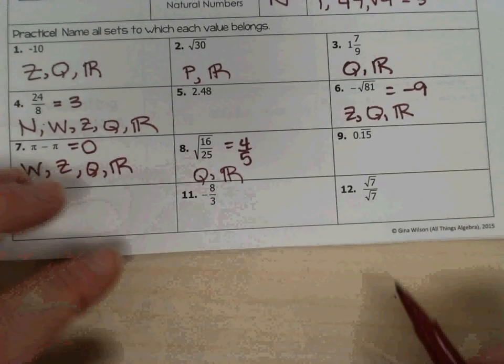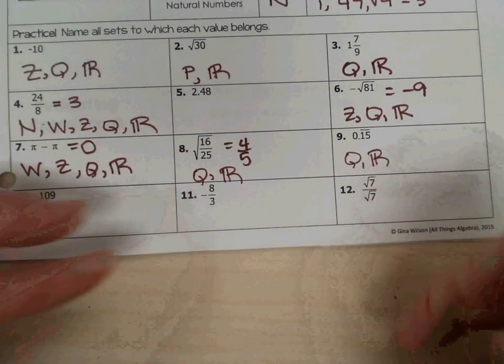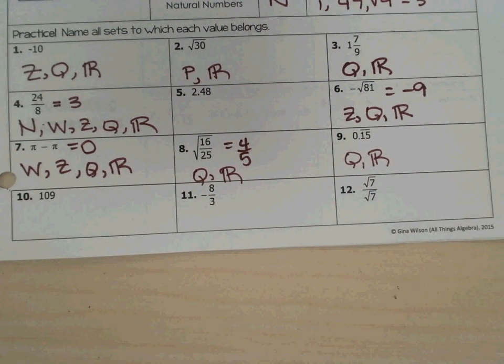Number 9, 0.15 repeating. That's right, rational. So Q and R again.